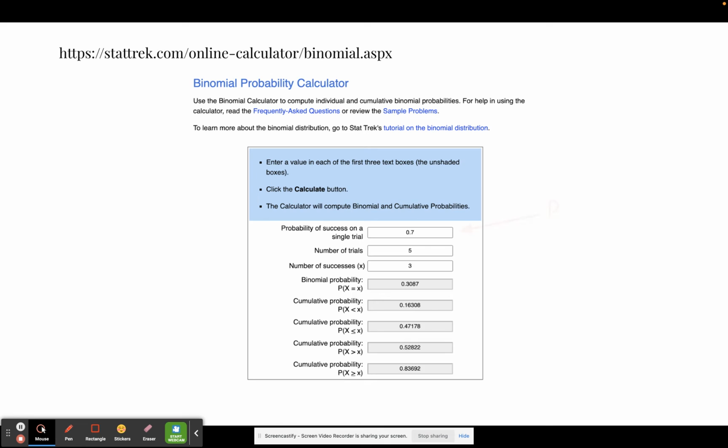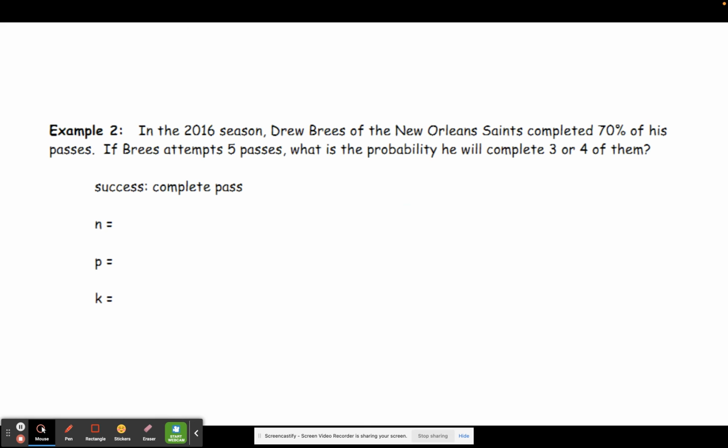What you're going to type in is P in the first box. Notice it says probability of success on a single trial. The number of trials is N, which goes in the second box, and then K goes in the third box. The box directly underneath that, the 0.3087, was the same answer that we got on our calculator. So if you're doing homework or just working in class and there aren't enough calculators, that's another option for you to use so that you can still get the work done.